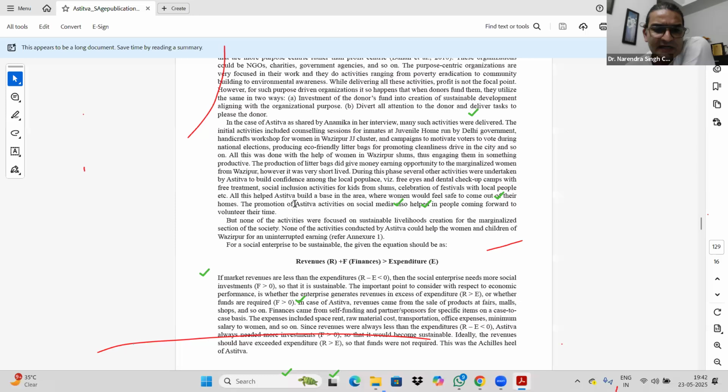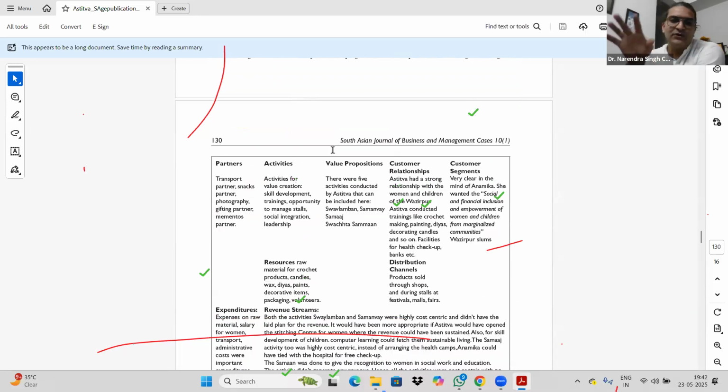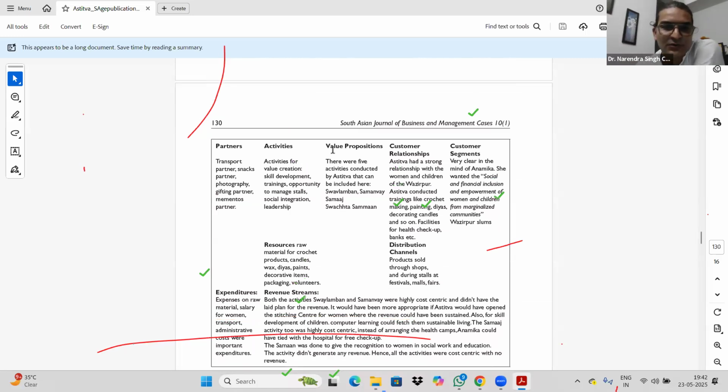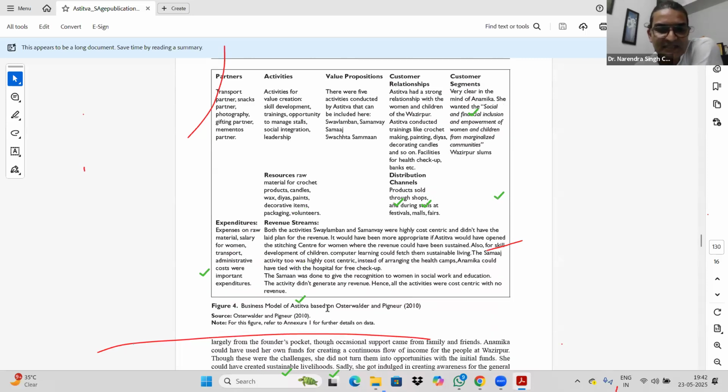So focus, they talked about all this, and then they come to the discussion and see how they have put the various activities which they have conducted in the NGO into that particular theory. Can you see this? Business model of Astitva based on Osterwalder and Pigneur. These are the partners. Now they have put the Astitva activities into this particular theory, and this is the addition they have done.